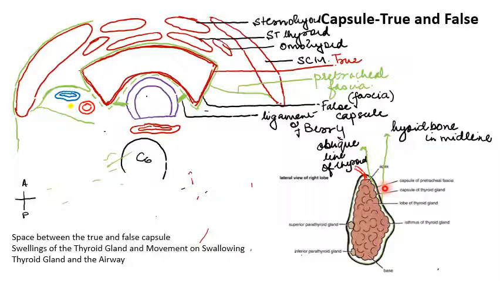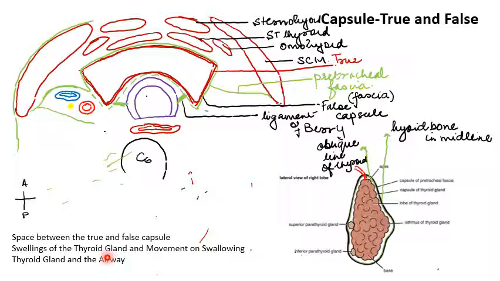Every time you swallow, the pharynx moves and the larynx also moves. Now when the larynx moves, because of this attachment of the false capsule of the thyroid gland, because the false capsule is derived from the pretracheal fascia, and this pretracheal fascia is attached to the hyoid bone and to the thyroid cartilage, and also there is a thickening of this pretracheal fascia which is getting attached to the cricoid cartilage, which is known as the ligament of Berry. So every time the laryngeal skeleton moves, the thyroid swelling also moves.